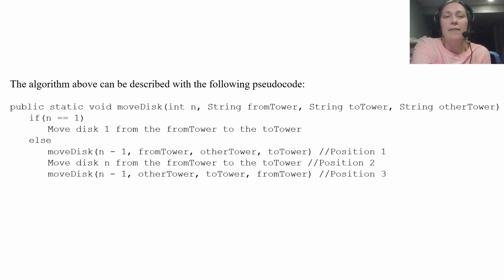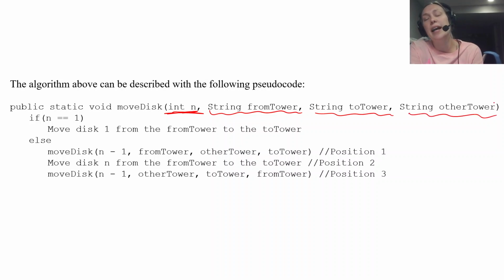We're going to have 4 parameters. We have n being the number of disks. We have our from tower, to tower, and other tower. Our from tower was A, our to tower was B, and our other tower was C. But just to make it more general, from, to, other.